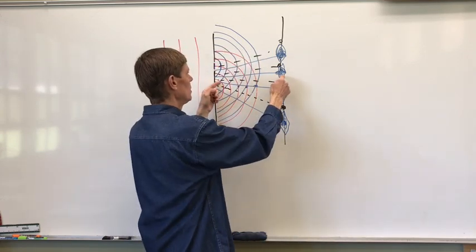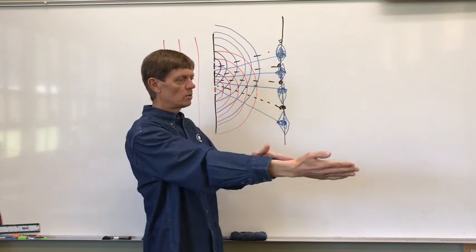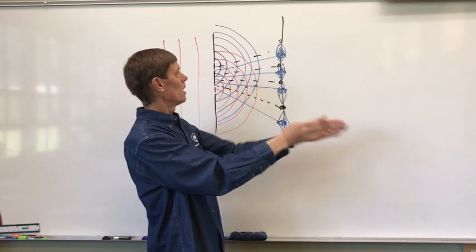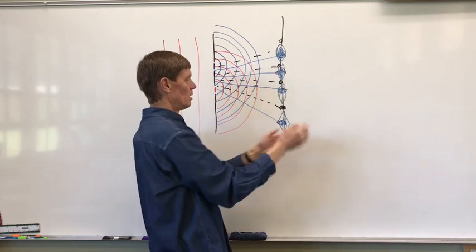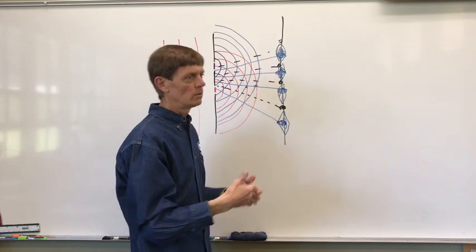So in the center one, we're going to get that brightest spot. And as we go further away, you get to be sort of half out of phase, and you get a dark spot. And you keep on going, you get a whole wavelength back into phase, and we get a bright spot.